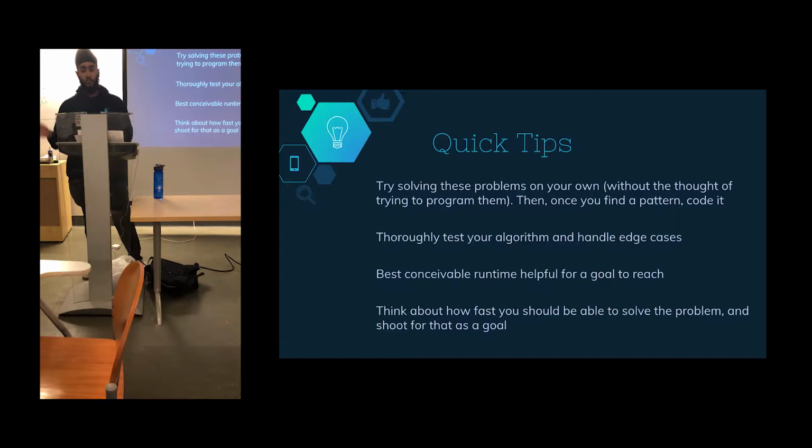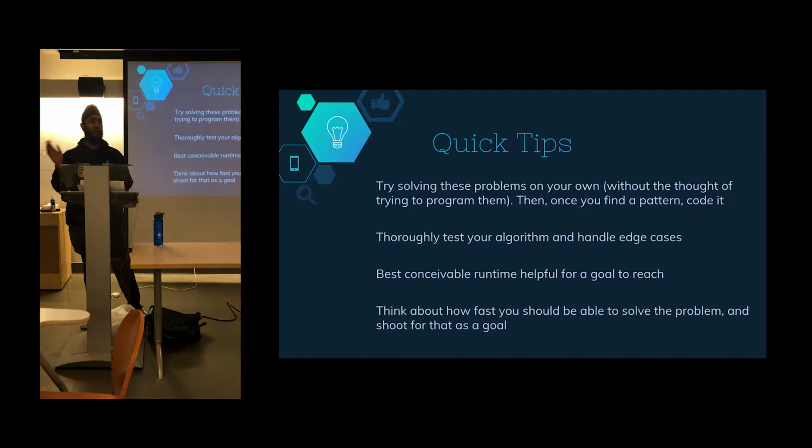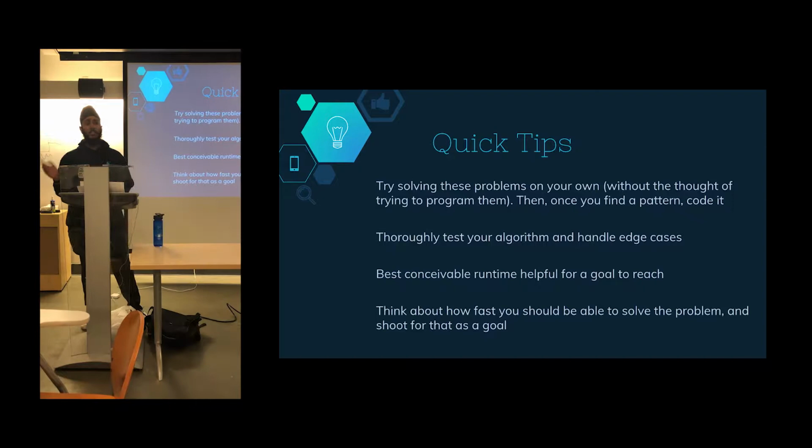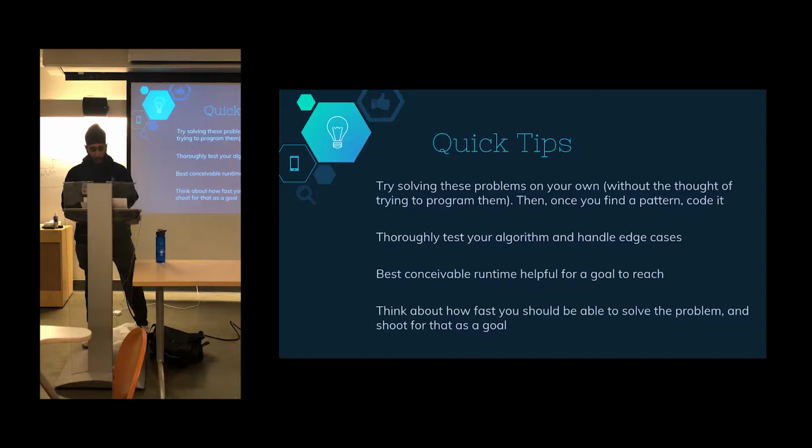And one thing that I've also found helpful is to try to think about how fast you should be able to solve this problem and then shoot for that as a goal. This is the idea of a best conceivable runtime, right? So if you think this algorithm can be solved in n log n time, shoot for something that seems like it should be n log n time, or maybe even better, and try to make it so that you reach what you think should be your fastest algorithm.